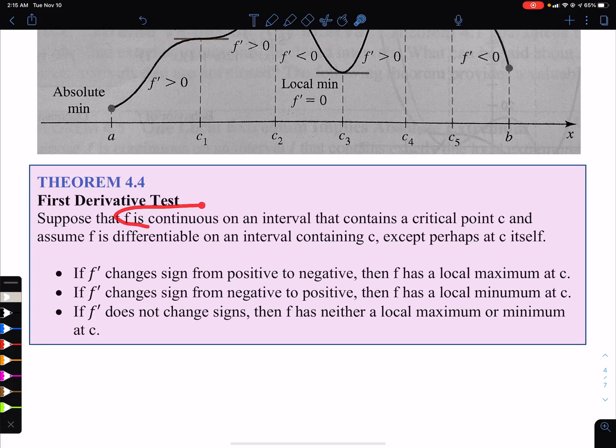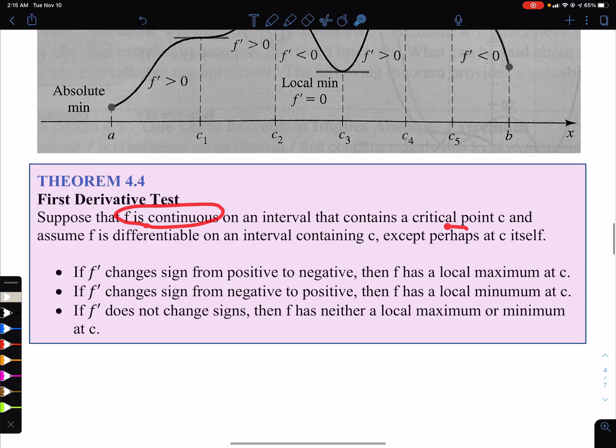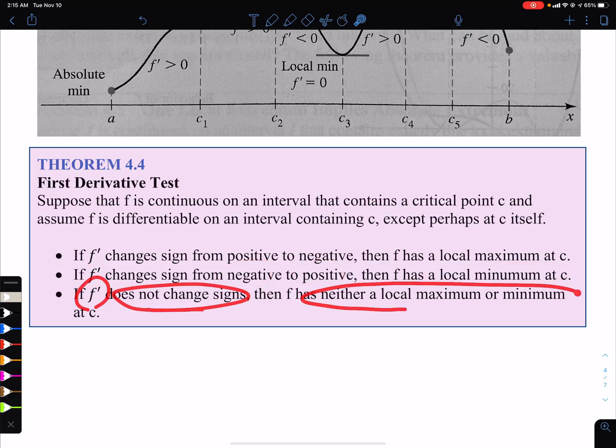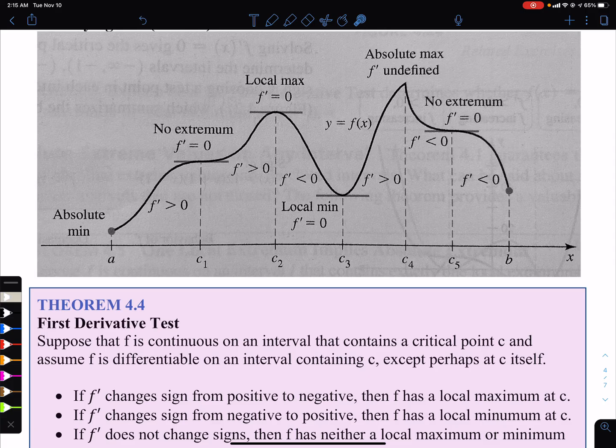So you have a continuous function, and you have critical points. At those critical points, if the derivative changes from positive to negative, then there'll be a relative or local maximum. If the derivative changes from negative to positive, then you're going to have a local minimum or relative minimum. If the derivative does not change signs, it's neither a local max or min. Now, please don't memorize this.